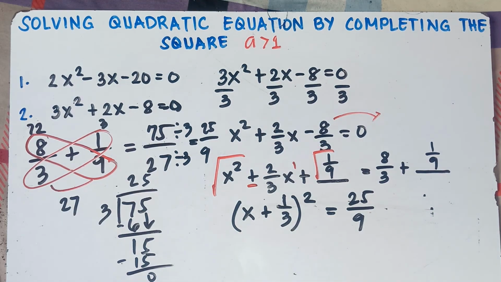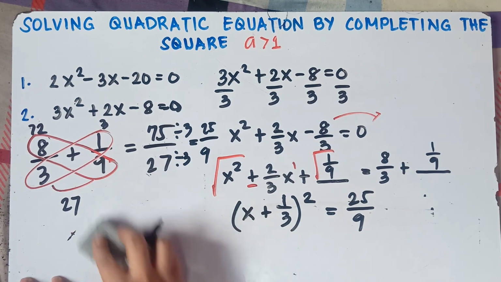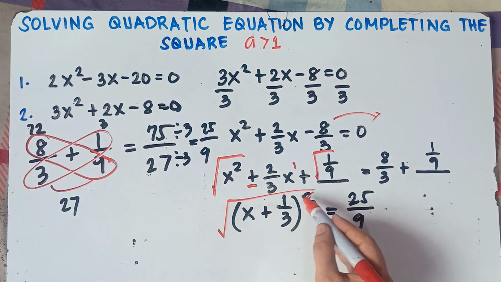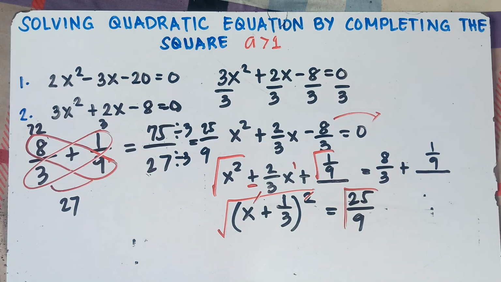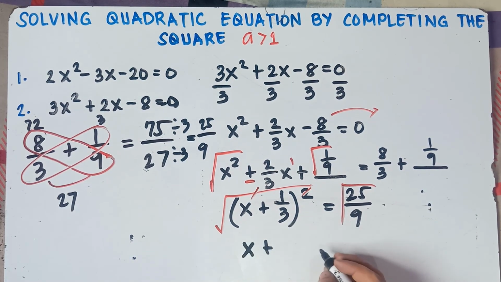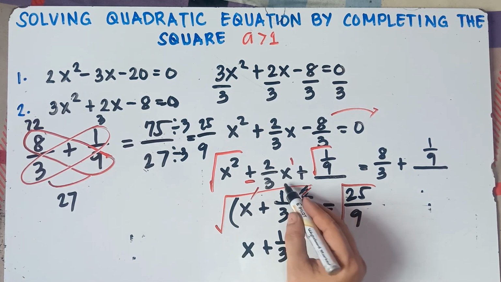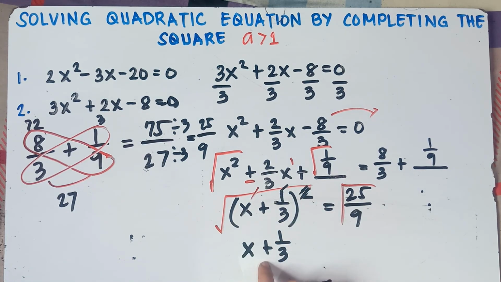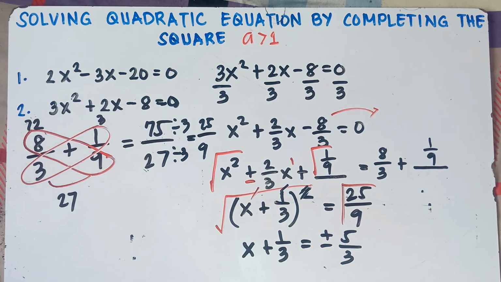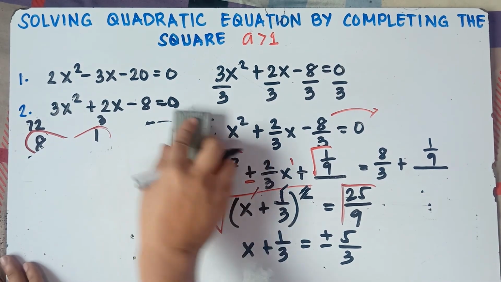Once again, class, always reduce the fraction to its lowest term if you can reduce. That's actually mandatory, class. Alright, and then you extract the square root of both sides so that you can cancel the exponent here too. So this will be x plus 1/3. Copy x plus 1/3 equals positive, negative, square root of 25, that's 5, square root of 9, that is 3. Alright, and then you do it individually, class.